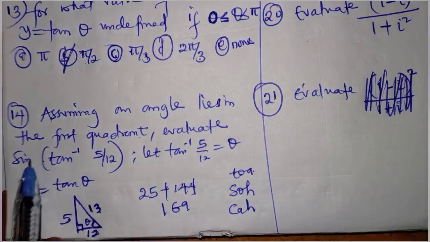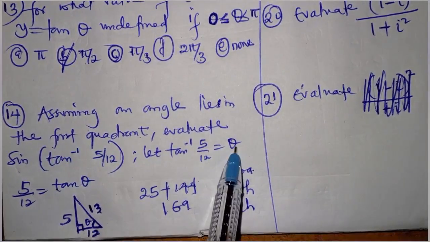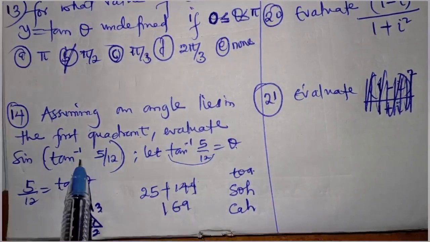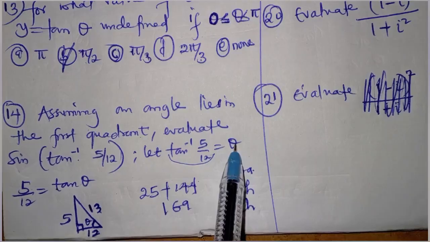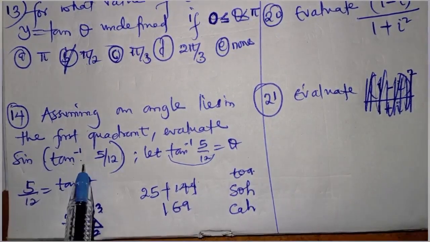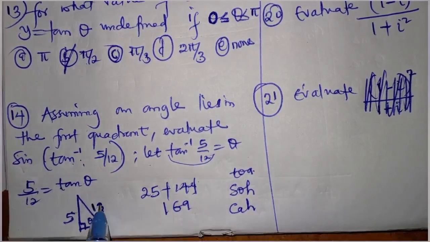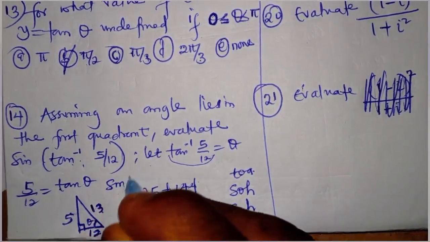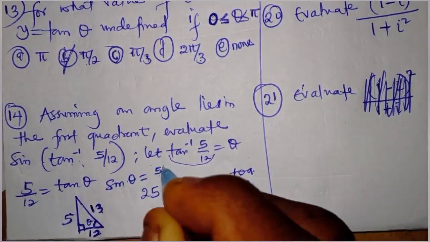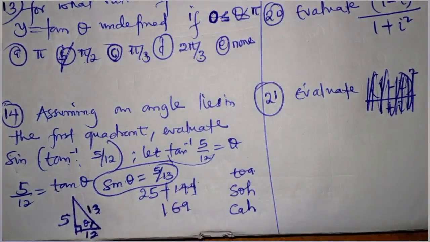So for sine theta, everything here now is theta. That's what we said earlier. Tan inverse of 5 over 12, let it be theta. So if we put in theta here, it means that we are evaluating sine theta. Alright? So what will be sine theta now from here? Opposite over hypotenuse. So sine theta is actually 5 over 13. This is it. This is the solution to the problem. Sine theta is 5 over 13.